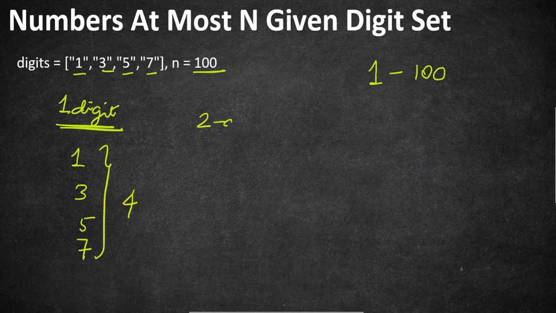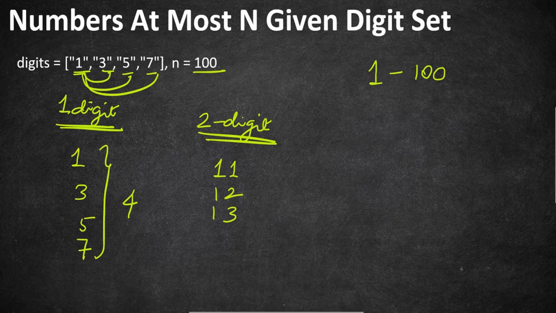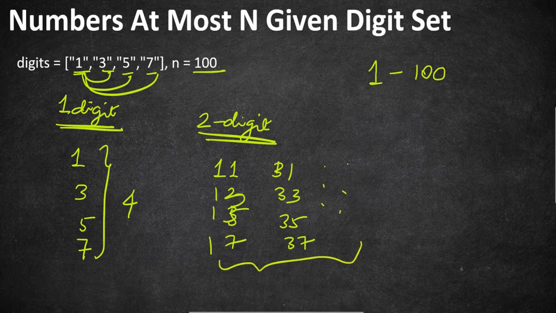So how many two-digit numbers can you form? To count two-digit numbers, you have to start with 1 and combine it with every number in the given list. In that case, we can also have repeated numbers. So we have 1 1, 1 3, 1 5, 1 7, and the same goes with 3 1, 3 3, 3 5, 3 7, and the same goes with 5 and 7. So in total, you have 16 numbers that can be formed using the given 4 digits as two-digit numbers. So how do we actually find it mathematically?